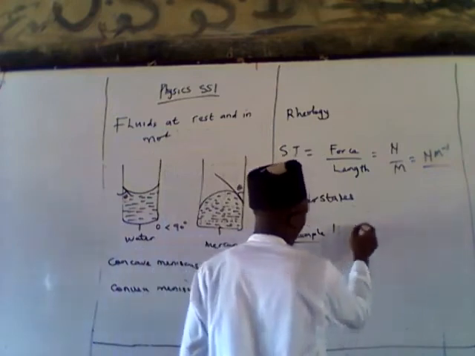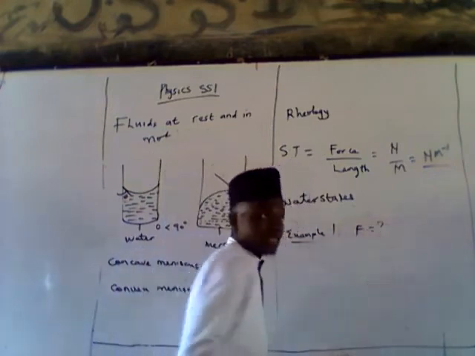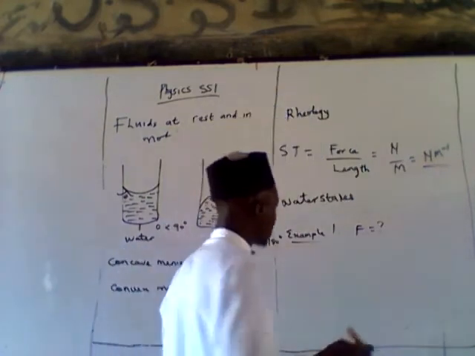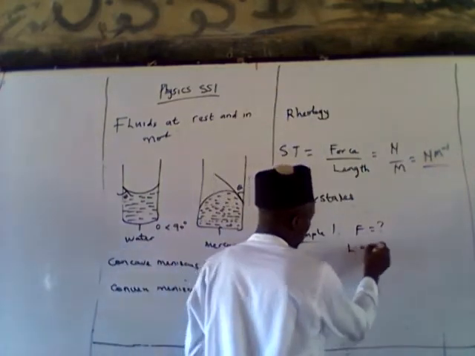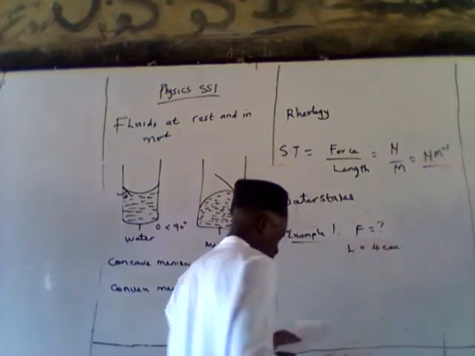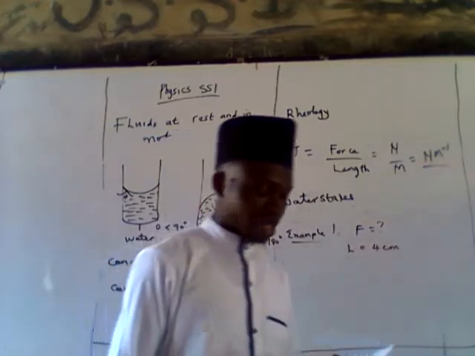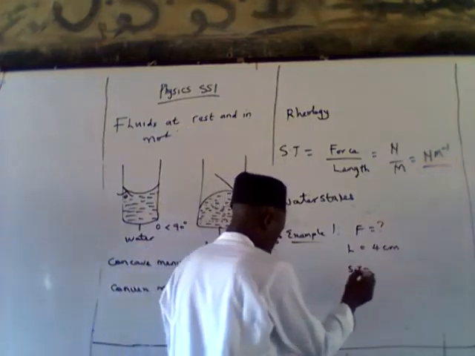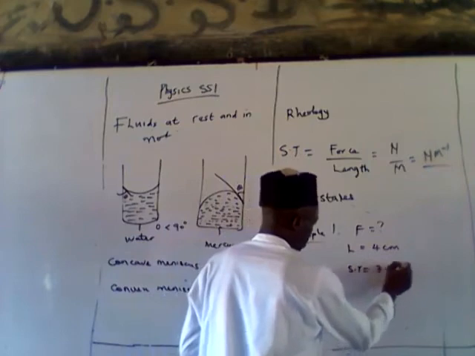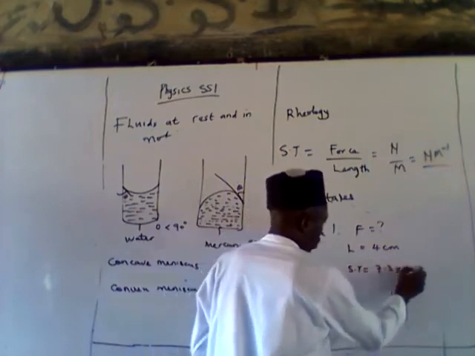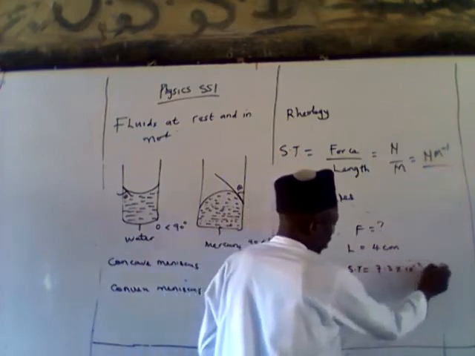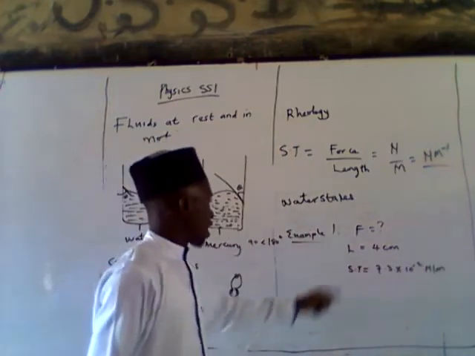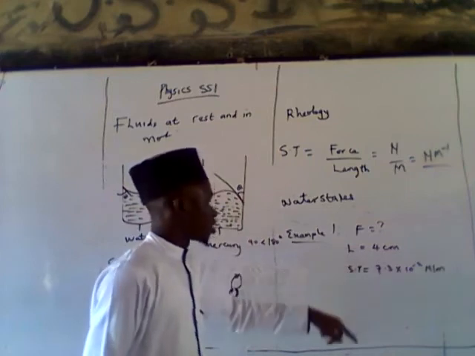Calculate the force. F equals unknown, right? Now, the needle has a length of 4 centimeter, so our length equals 4 centimeter. It is on the surface of water, and the surface tension, γ, equals 7.3 × 10^-2 Newton per meter. So we are asked to calculate the force. We are given the length and we are given the surface tension.